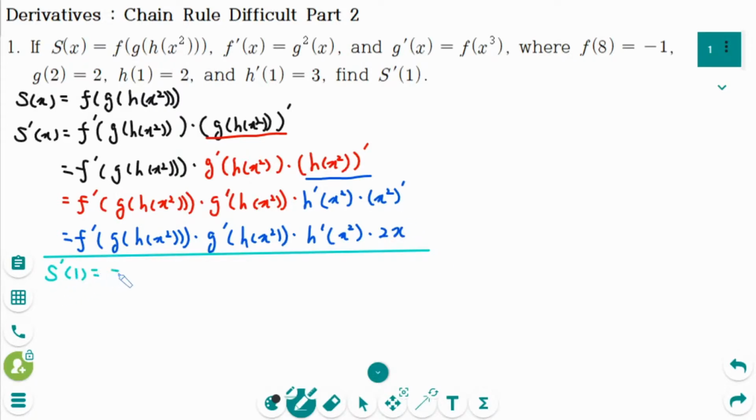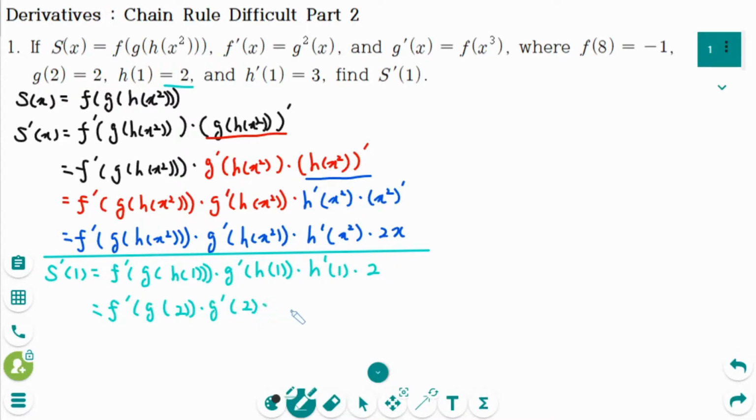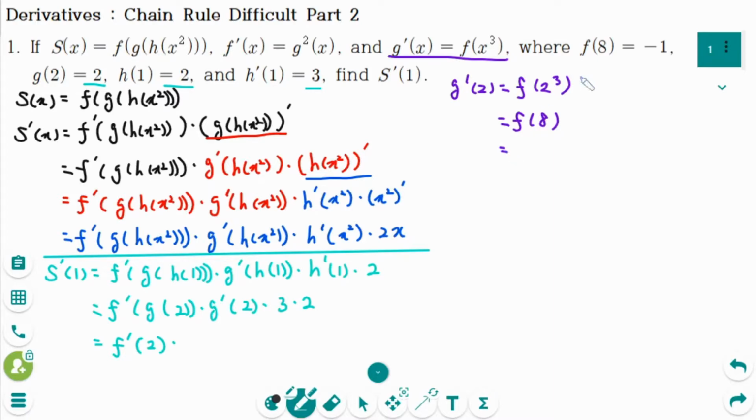S prime of 1 equals f prime of g of h of 1 square root is 1 times g prime of h of 1 square root equals 1. H prime of 1 times 2 times 1 equals 2. F prime of g of h of 1 equals 2 times g prime of h of 1 equals 2 times h prime of 1 equals 3 times 2 equals f prime of g of 2 equals 2 times, from here g prime of 2 equals f of 2 cubed, which is f of 8 equals minus 1. So this one equals minus 1 times 6.